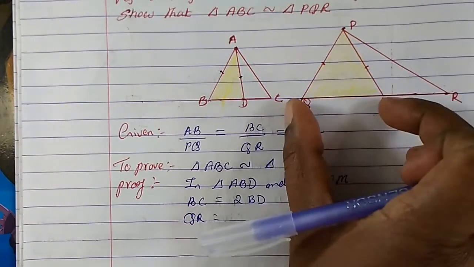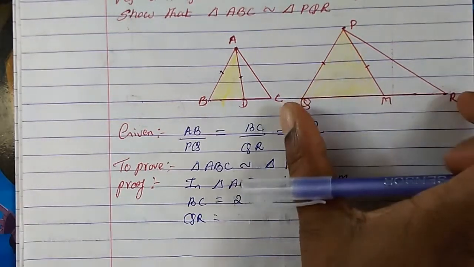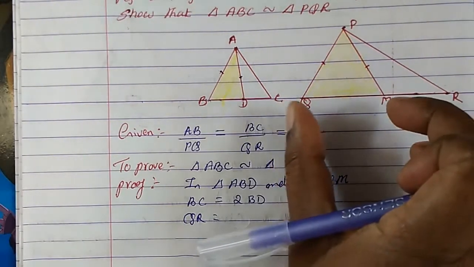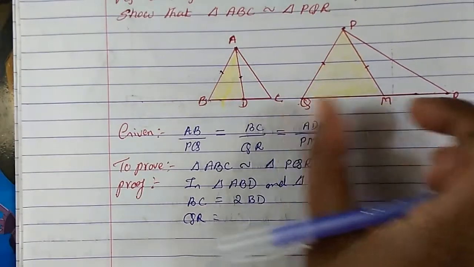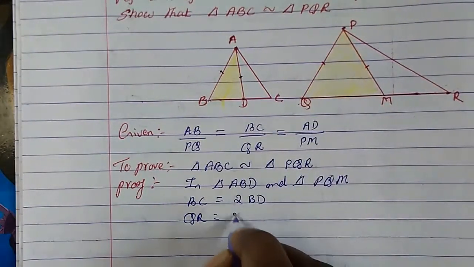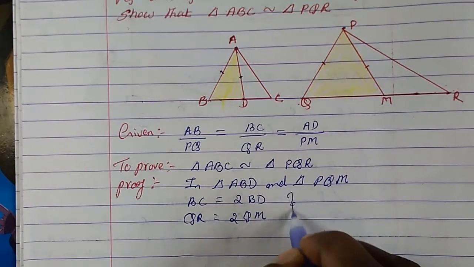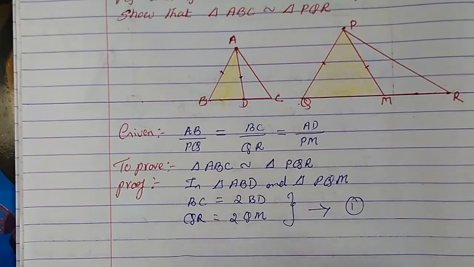That means QM is equal to MR. So QR can be written as 2 times QM, because the same measurement is here. So 2 times QM. Okay. So let's take this as equation 1.